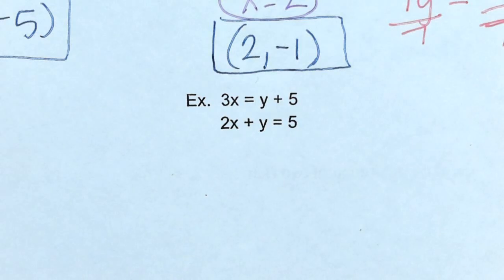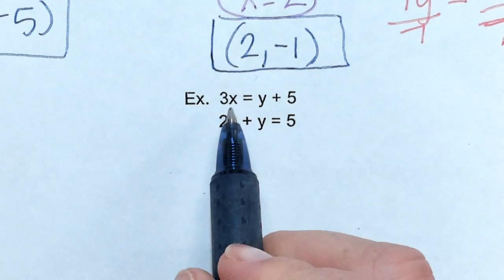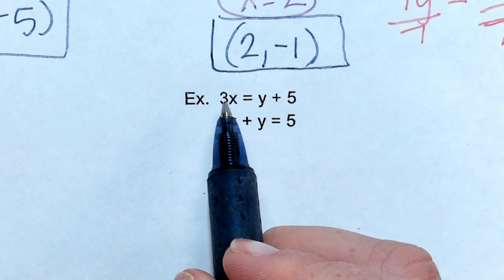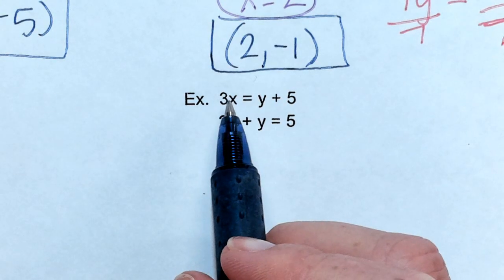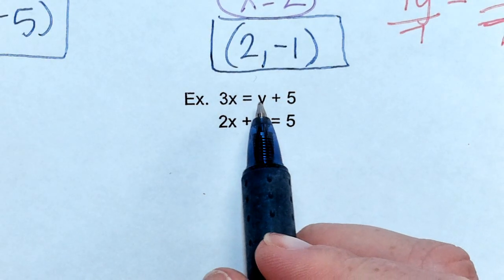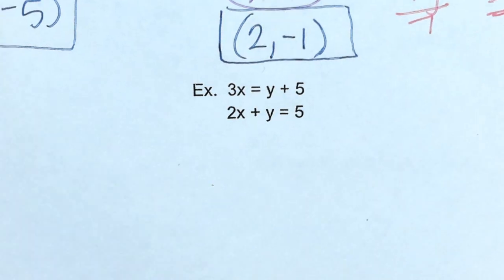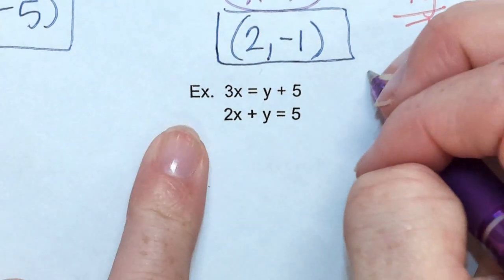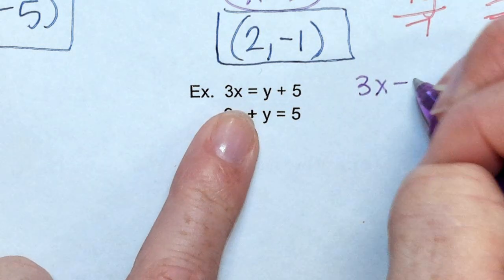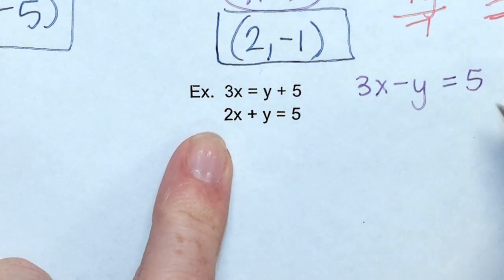Is this one set up correctly where both equations are in standard form? So what would I need to do first? Rearrange. This top equation is not in any form. To get it in standard form, I need to move the y from the right side of the equal sign to the, how would I move it? Subtraction. So I have 3x minus y equals 5.